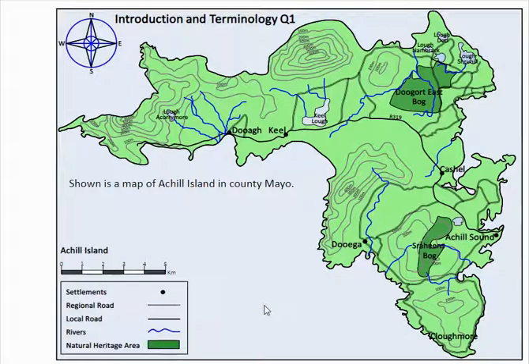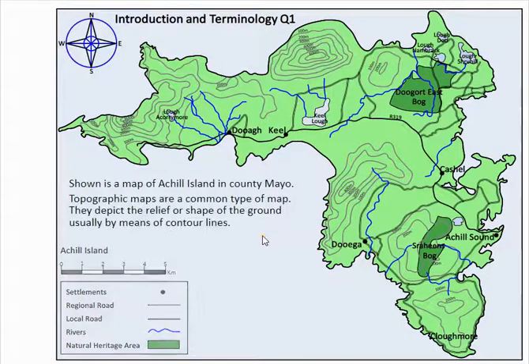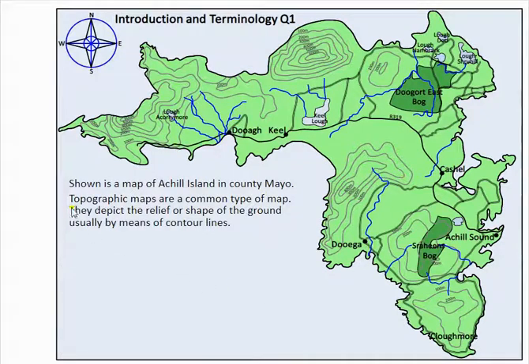What we have here is Achill Island, a map of it. In this question we're going to be given maps and we'll have to do certain things with maps. But first of all, we better get familiar with looking at maps. Topography maps are the most common type. What they show is the shape of the island, and then they show the relief.